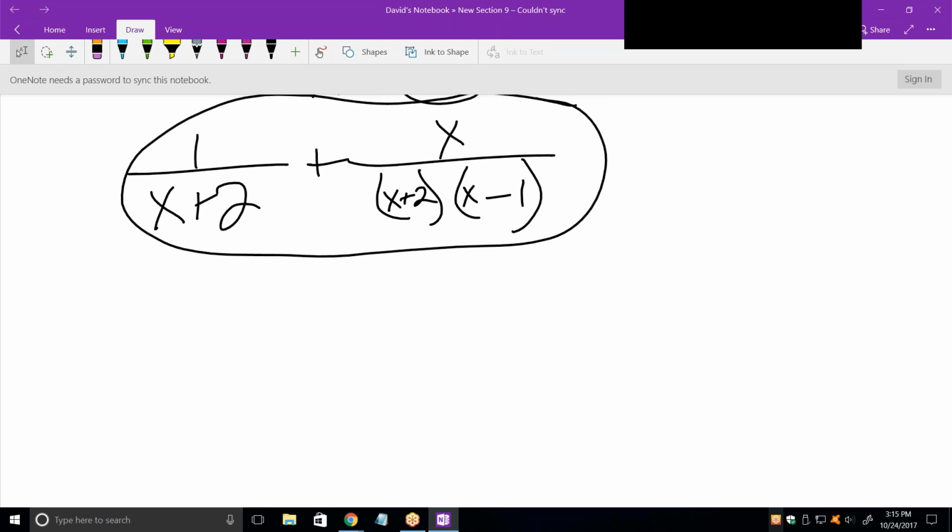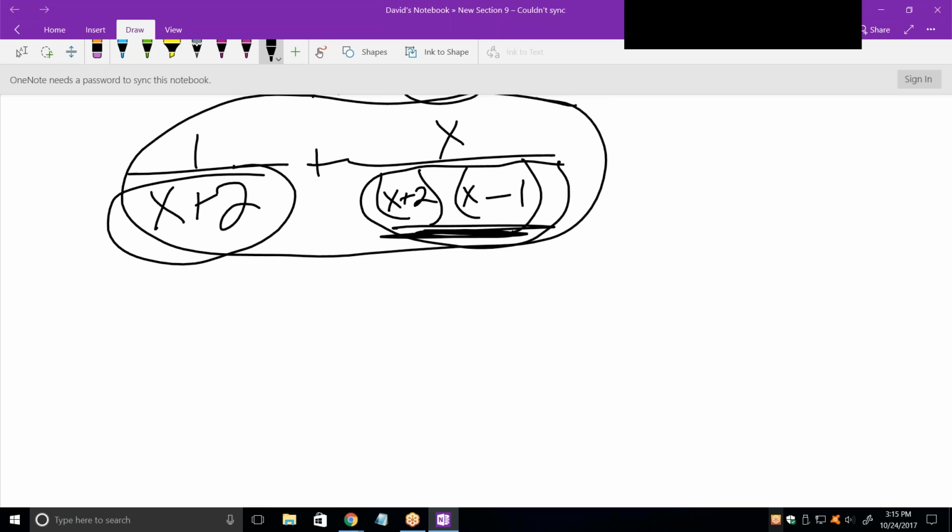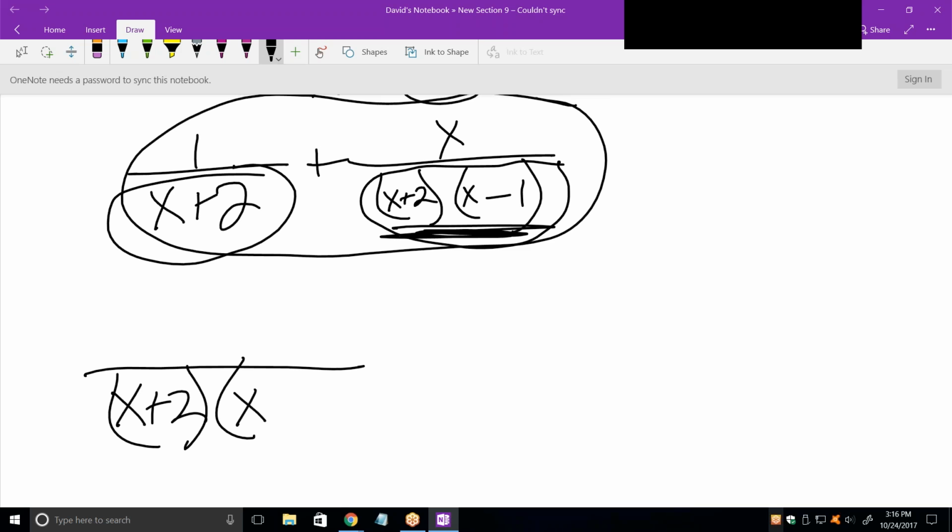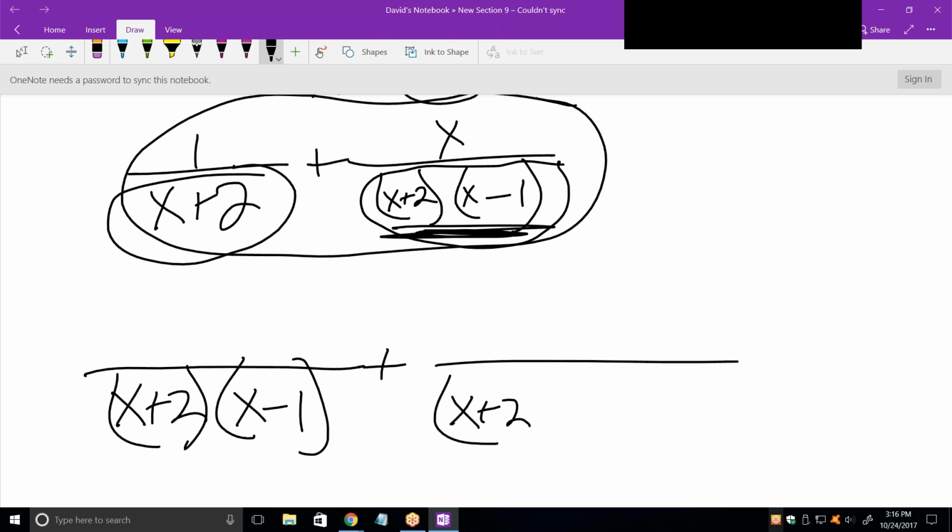No, it's the denominator that is divisible by both terms. In other words, I need a common denominator that is divisible into both of these terms. No, it's this term right here. Okay. In other words, my common denominator is x plus 2 times x minus 1. And that's going to be my denominator for both terms. Now, the reason that is the common denominator, well, we'll get to that in a second.